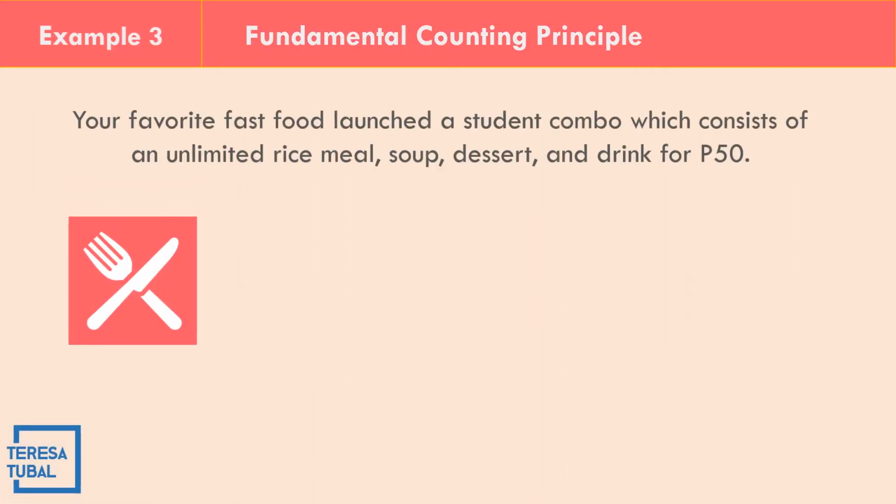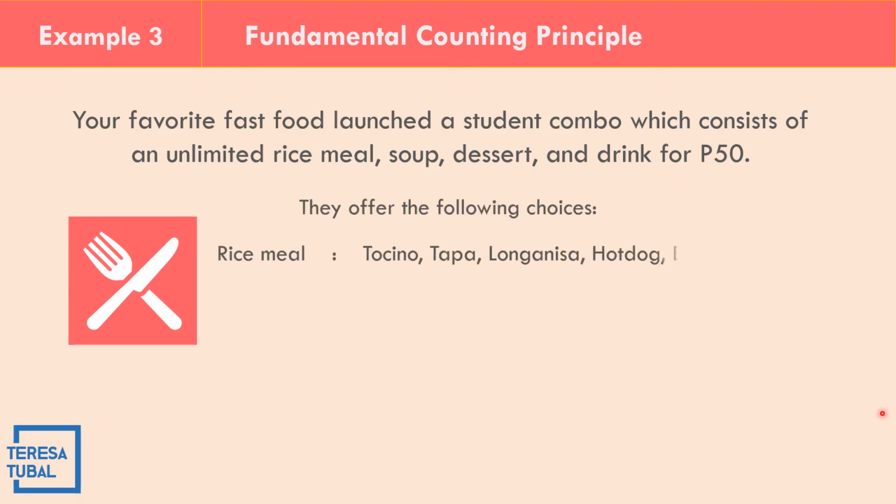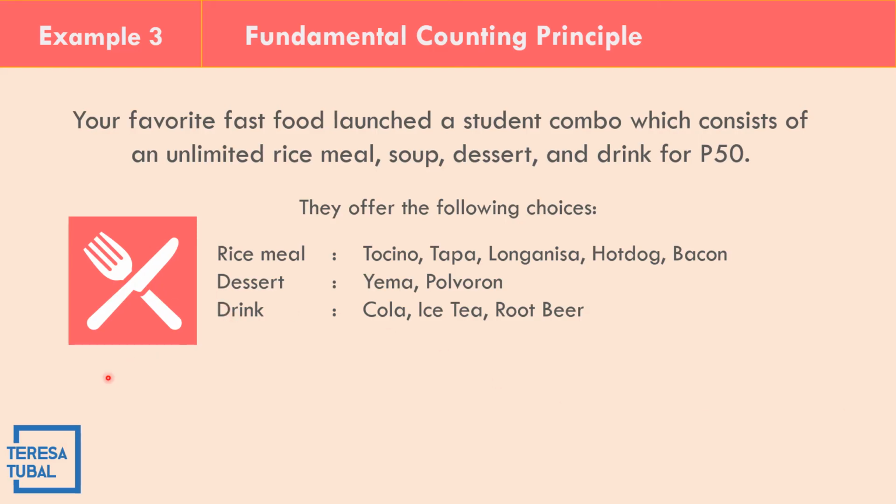In example number 3, your favorite fast food lunch student combo consists of an unlimited rice meal, soup, dessert, and drink for 50 pesos. They offer the following choices: rice meal, dessert, and drink. How many combos are there?